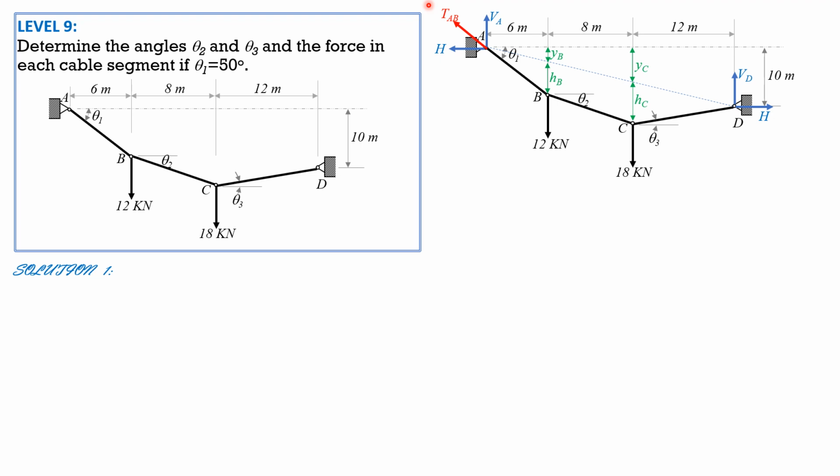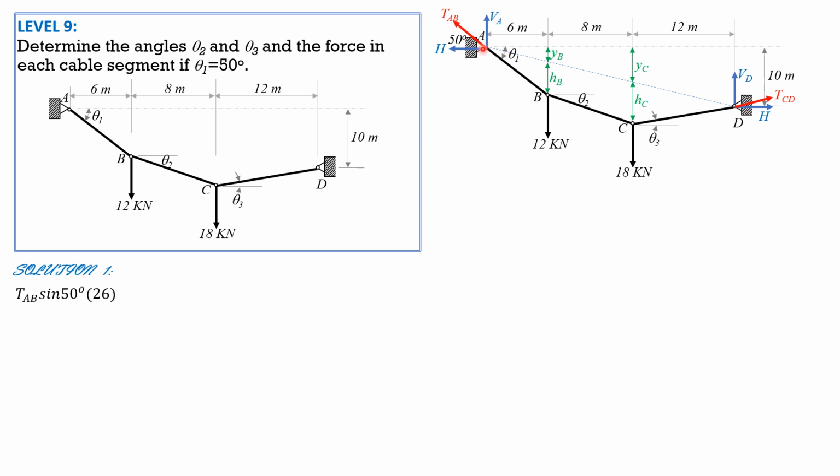This is the tension in AB, the resultant of H and V sub A, the components of the reaction at A. And the tension in CD is the resultant of this rightward horizontal component H and V sub D. So summation of moments about D equals 0.